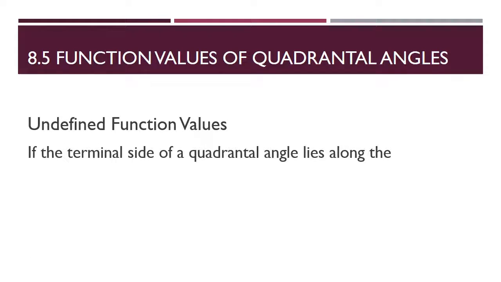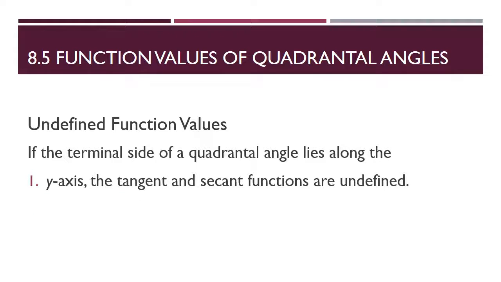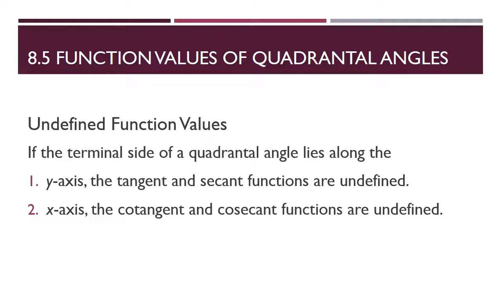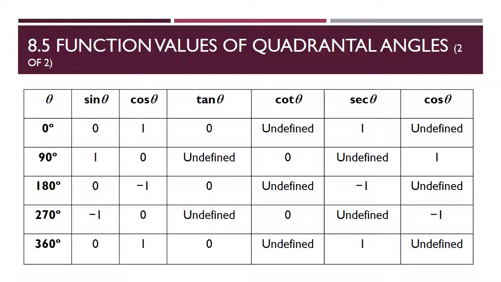So, undefined function values. If the terminal side of a quadrantal angle lies along the y-axis, then the tangent and secant are undefined, and if it lies along the x-axis, the cotangent and the cosecant functions will be undefined. Remember, the reason for that is that when it's along the y-axis, x is 0. x is in the denominator of tangent and secant. If it lies along the x-axis, that means y is 0, and y is in the denominator for cotangent and cosecant. It's a chart of those values, and you should become very familiar with them.